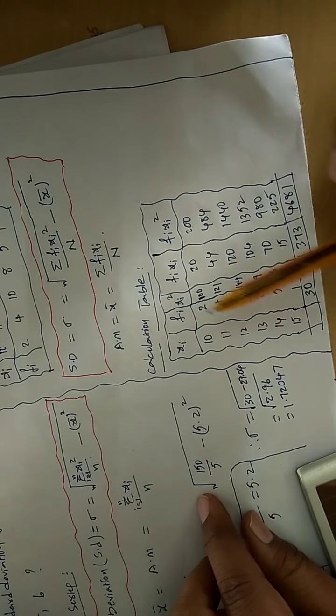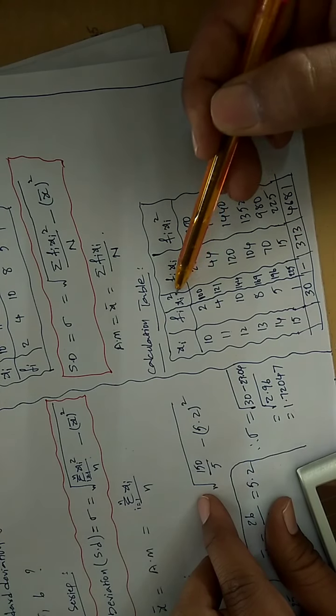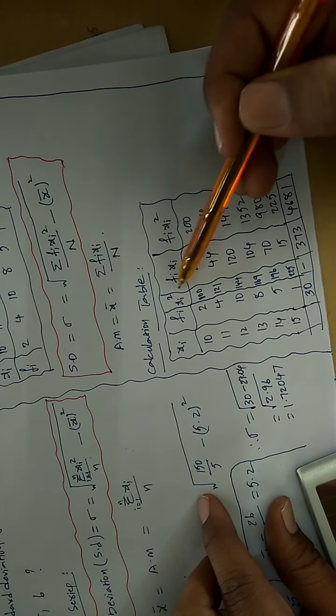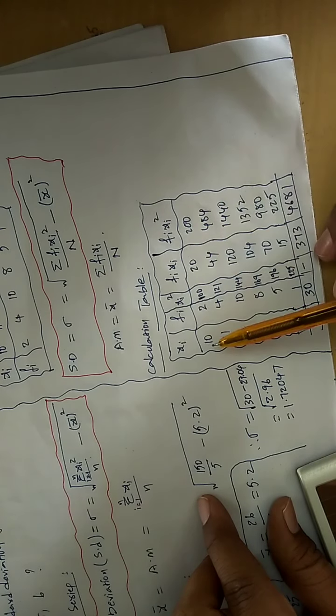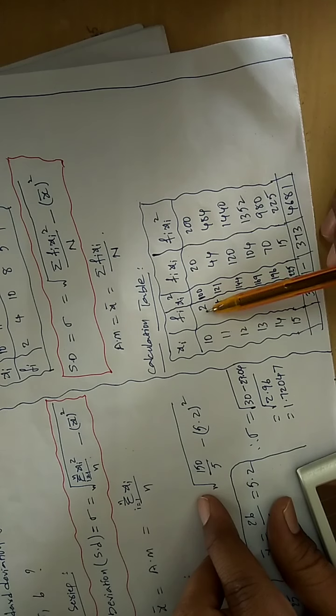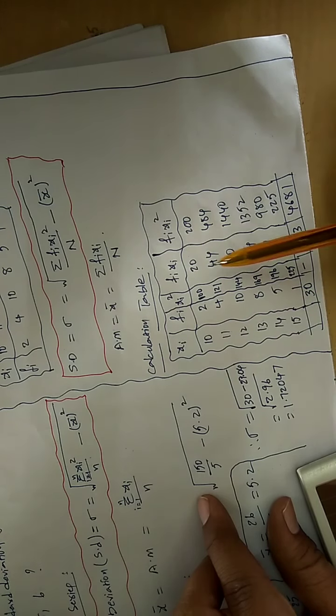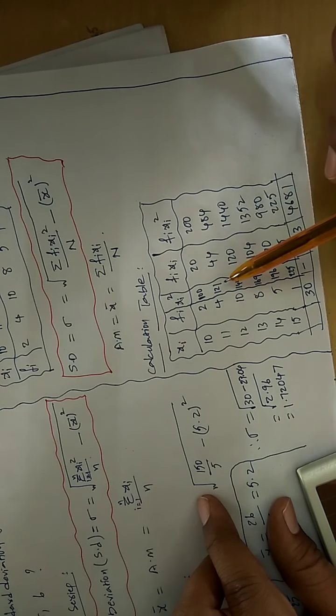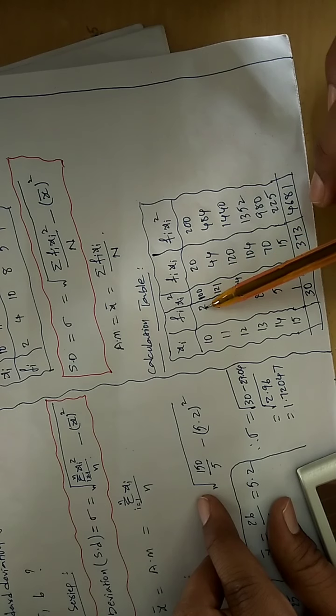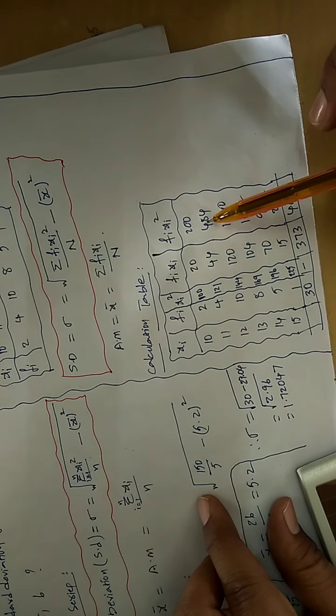So I have filled up the entire table. I have opened one more column because xi square is also important. How do you get fi xi? fi into xi: 10 into 2 is 20, 11 into 4 is 44, like that. How do you get fi xi square? Because xi squares are already there: 2 into 100 is 200, 4 into 121 is 484, like that.